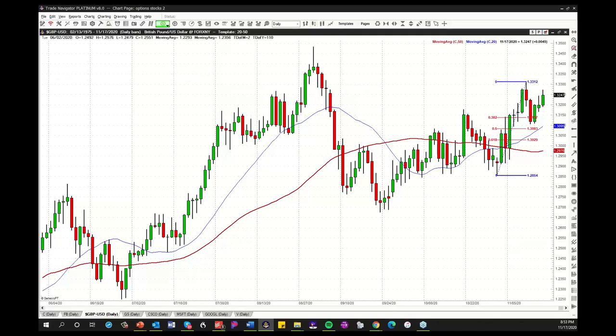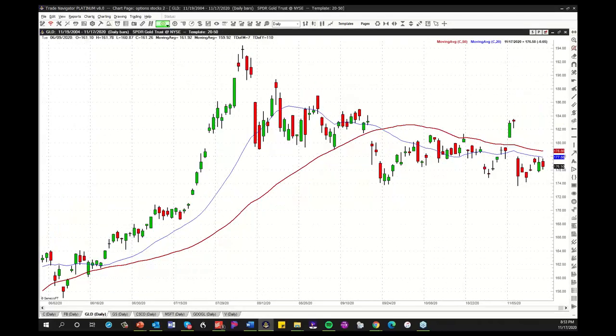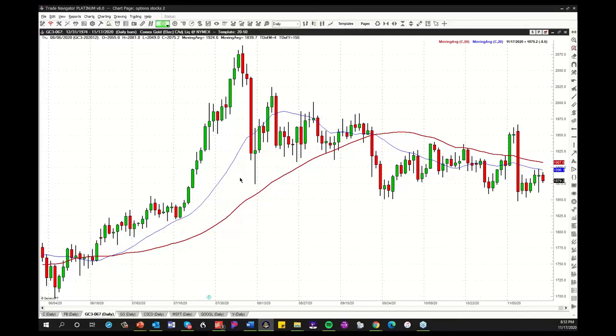Okay, we'll just look at a few more. I promised you gold. Actually, GLD. Actually, let me look at futures. It's a little cleaner. So here, the long-term trend is down. The short-term trend is neutral, kind of treading water here. But it being gold, it is holding really important support.